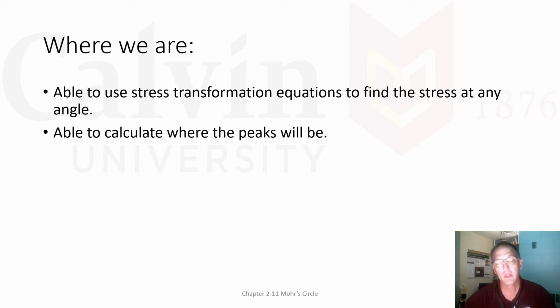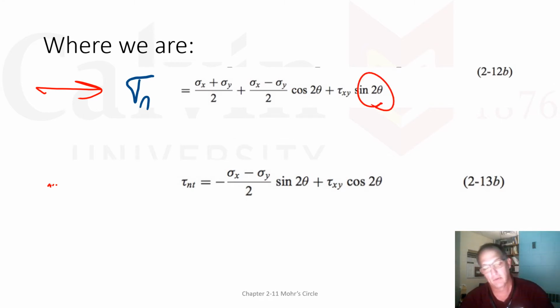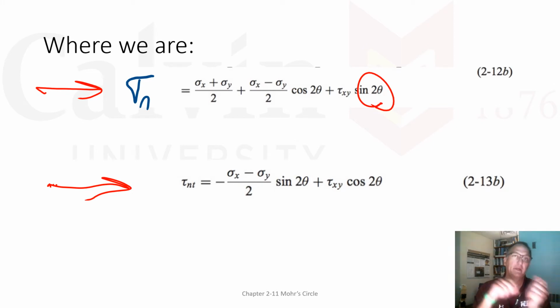The equations we're working with are these two. We've got the equation for sigma n, the normal stress at any arbitrary angle, where the n face, that direction, is determined by theta. And then we have a similar transformation equation for the shear stress, the shear on the n face in the t direction, where that face is specified by theta.